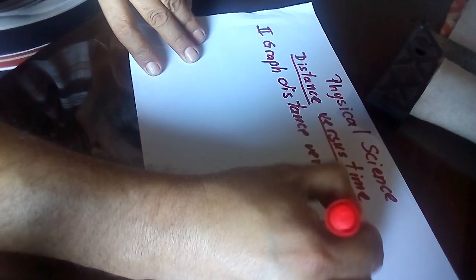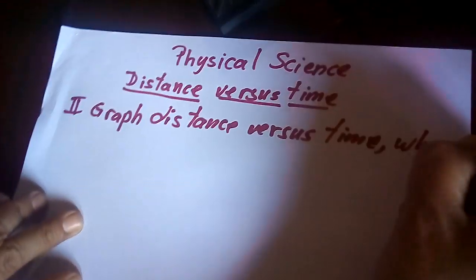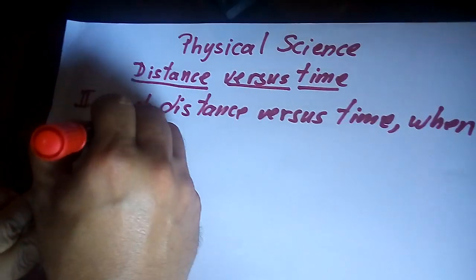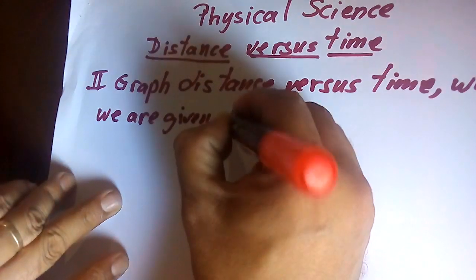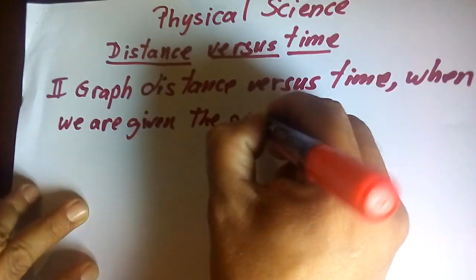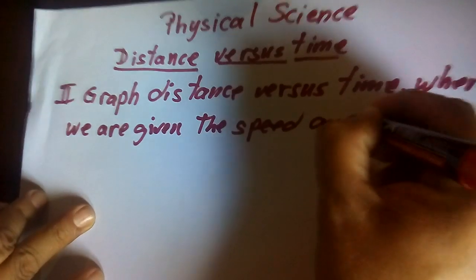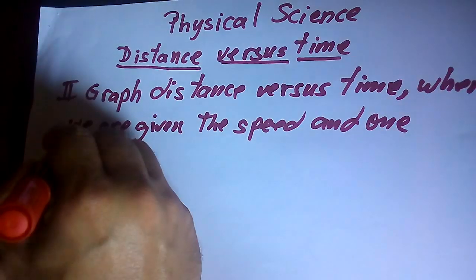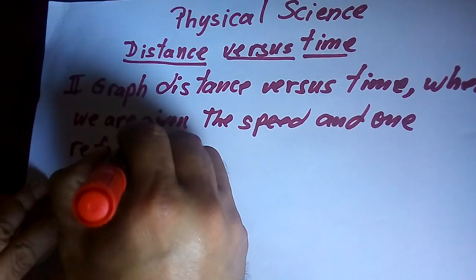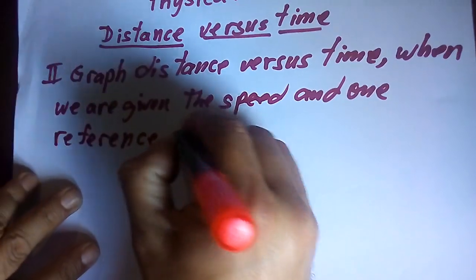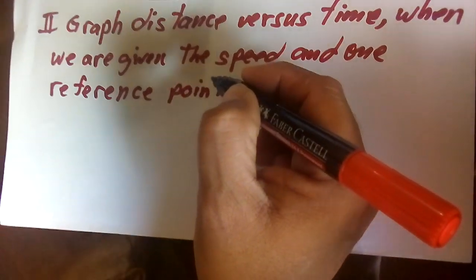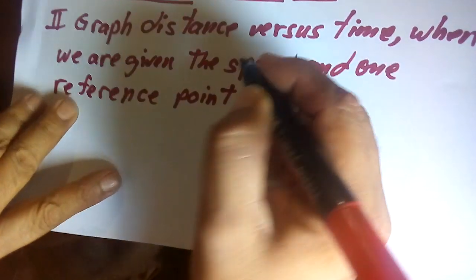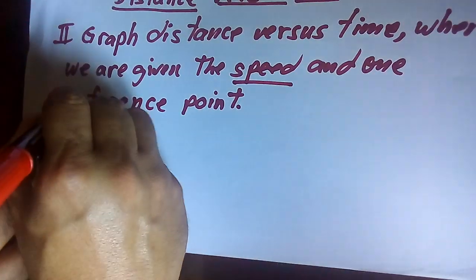Again, similar to the case before, but we are given the speed and one reference point. In the previous case, we were given a chart that described the motion of the object. In this case, we're given speed and a reference point.